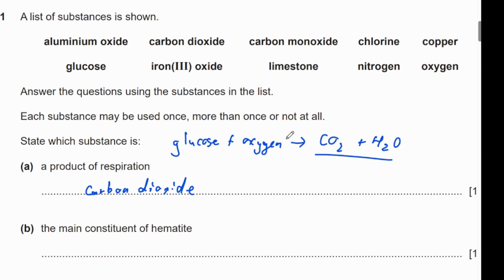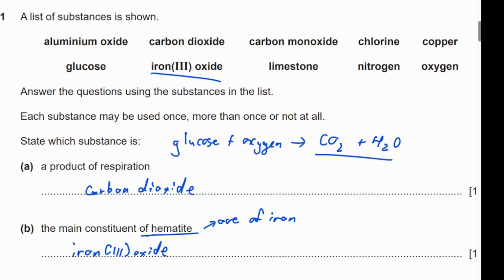Okay. And next, the main constituent of hematite. So hematite is the ore of iron. So this is the ore they dig up from the ground for iron. It was known as hematite. So therefore, the only iron containing compound is iron oxide. Therefore, the answer for B is iron 3 oxide.